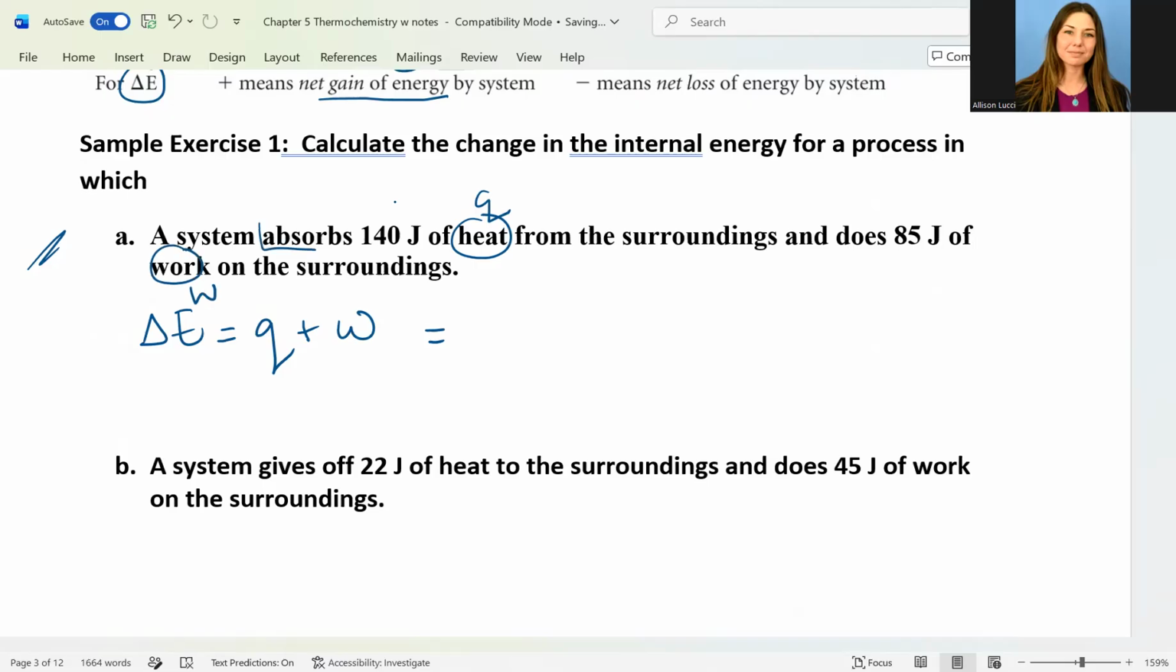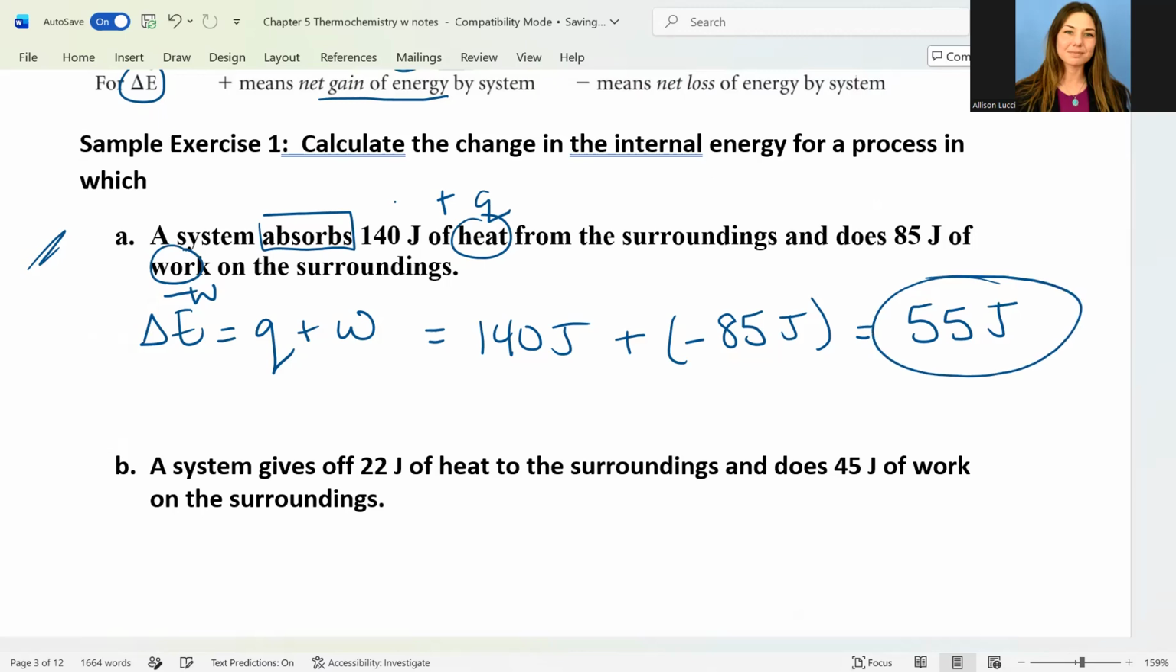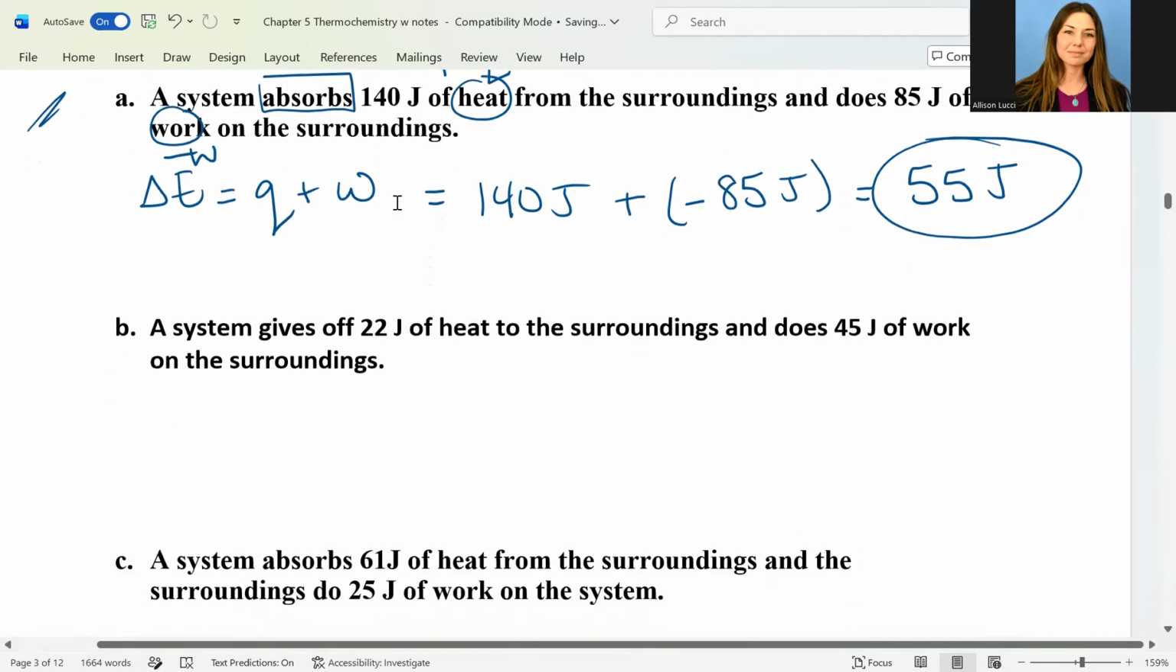So it absorbs heat, so that's going to be a positive Q. So I'm going to write 140 joules plus. Now the work is being done by the system on the surroundings, so that's going to be a negative value for my work, so negative W, and I'm going to plug in negative 85 joules. So now I add these terms together. 140 minus 85 will give me 55 joules. And that's my delta E, my change in internal energy of my system.